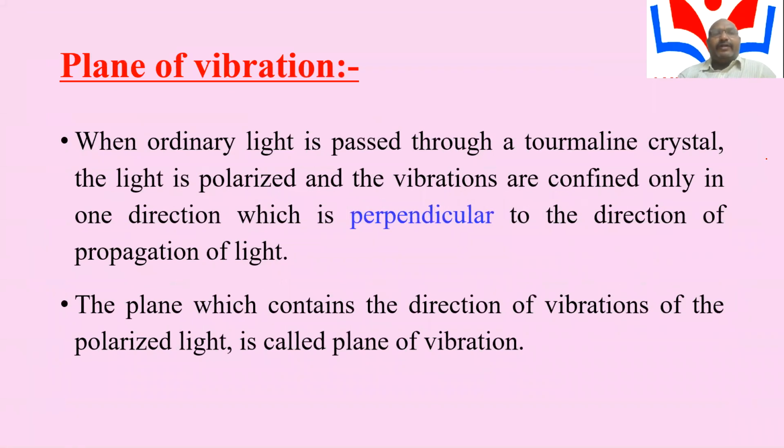Plane polarization. When ordinary light is passed through a tourmaline crystal, rock salt or quartz crystal, the light is polarized and the vibrations are confined to only one direction, which is perpendicular to the direction of propagation of light. The plane which contains the direction of vibrations of the polarized light is called the plane of vibration.